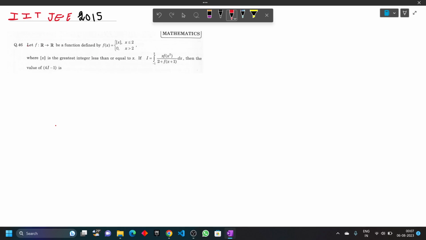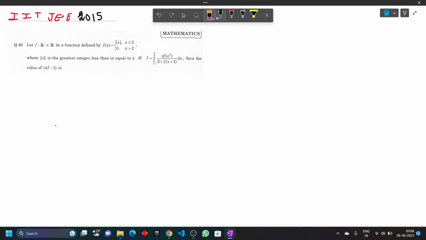They're saying that f: R to R is a function defined by f(x) equals floor of x for x less than 2, and 0 for x greater than 2, where floor of x is the greatest integer less than or equal to x. If I is this integral, then find the value of 4I minus 1. So if I is given as the integral from minus 1 to 2 of x f of, let's just leave it over here right now.